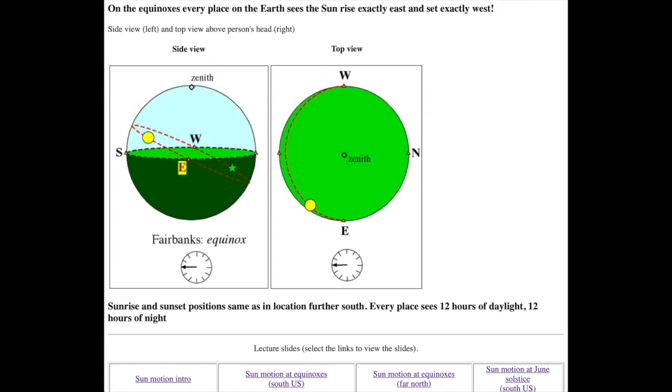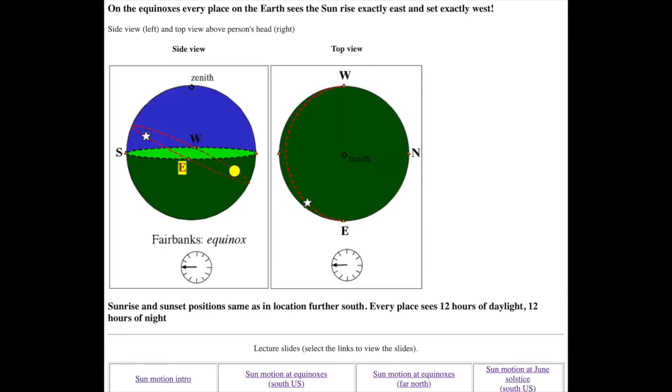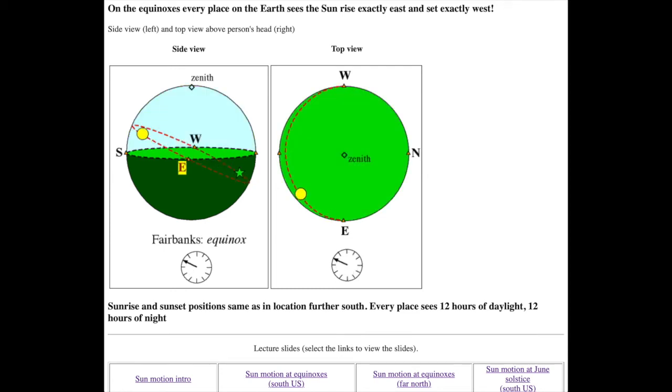Both this animation and the previous one for Los Angeles show the Sun reaches its highest point for the day when it crosses the meridian in the exact south. The meridian would be the arc going from the orange triangles on the horizon at north and south, and through the zenith diamond in the animations.